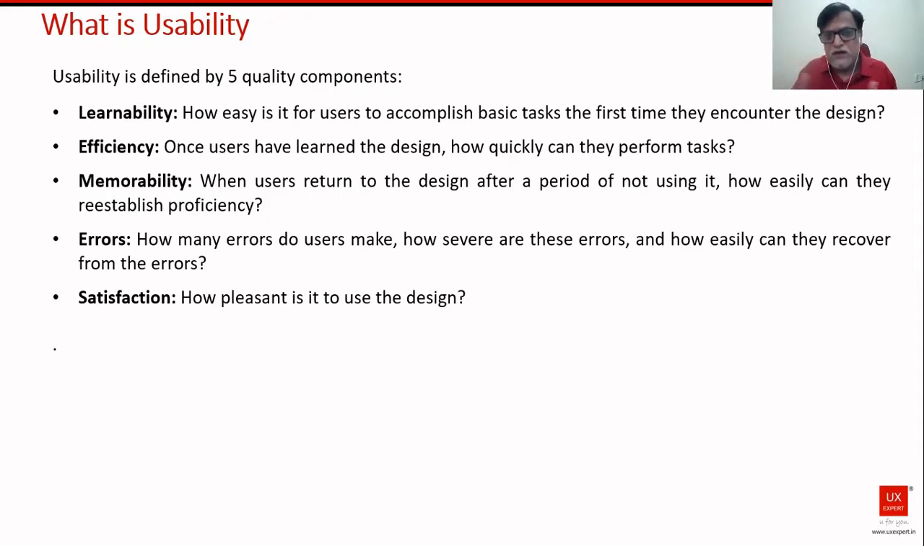And once you work on learnability, efficiency, memorability, and check for those errors, ultimately the user reaches a mental stage, which is satisfaction. And once the user is satisfied, they are happy with your product. That is the usability study. So if you want to define usability, you have to check for these 5 components in your study.